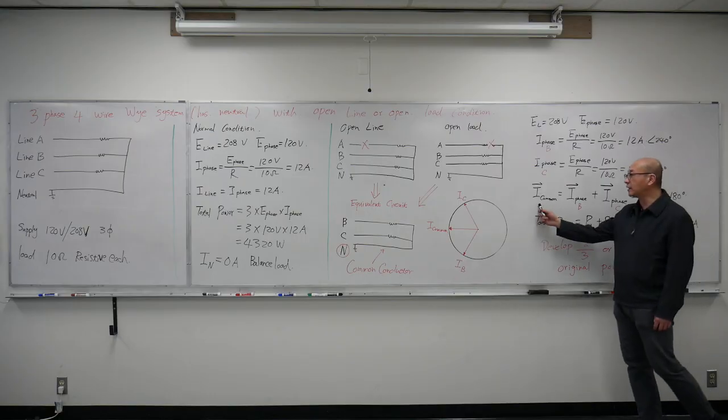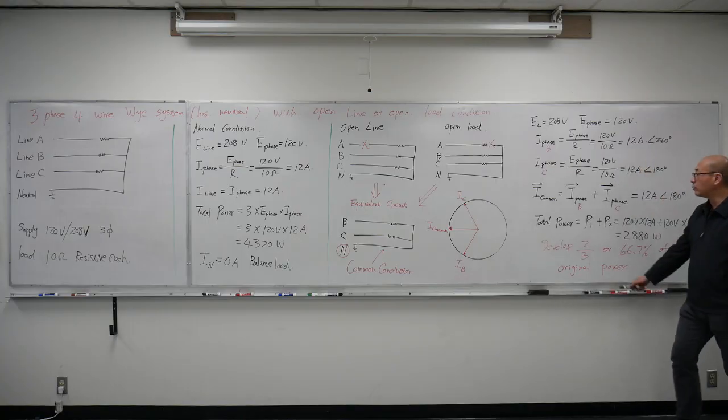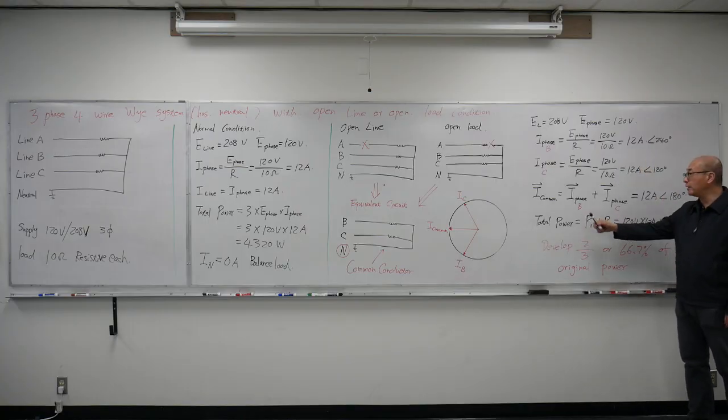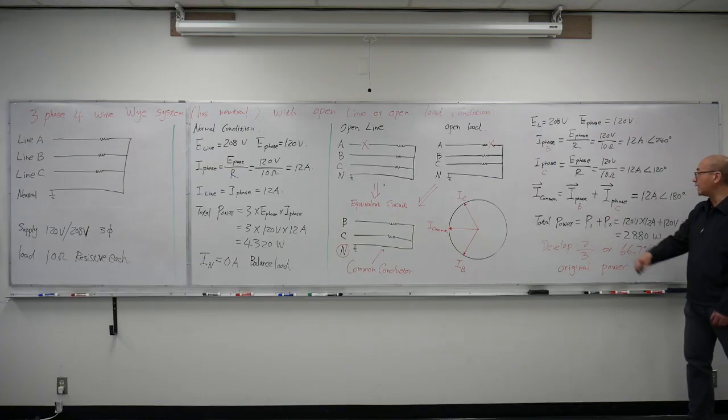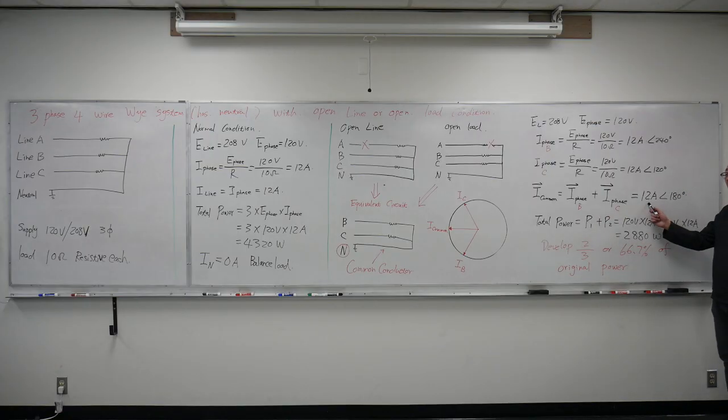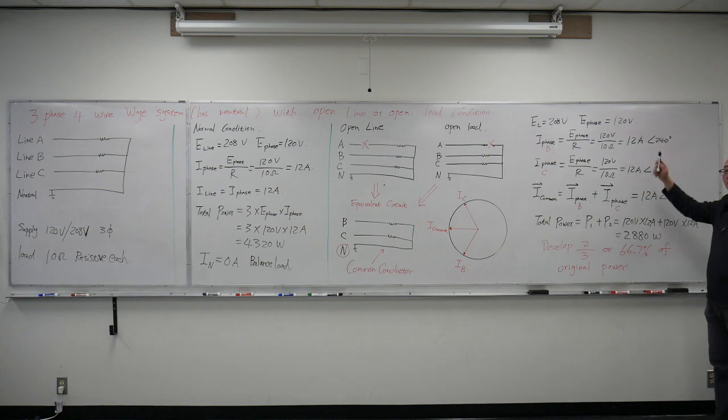Now the current going through the common conductor is going to equal the phase B current plus the phase C current. Those are all vectors. We add them together, and the common conductor carries 12 amps at 180 degrees. So you can see the common conductor is carrying the same amount of current as the line conductors. They all have 12 amps, but they have different angles.